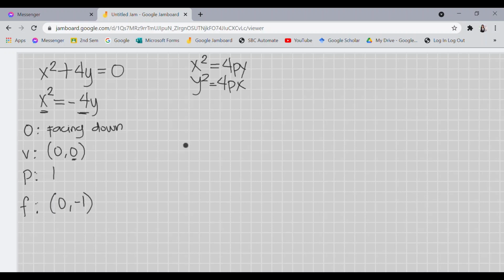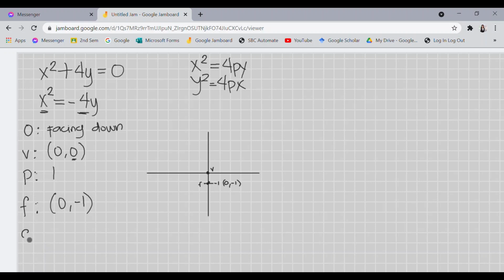Okay? So, from (0, 0), let's say this is your graph. From the origin, (0, 0), you're moving 1 unit down. This will be (0, negative 1). This will be your focus. If this is the vertex, this is your focus.